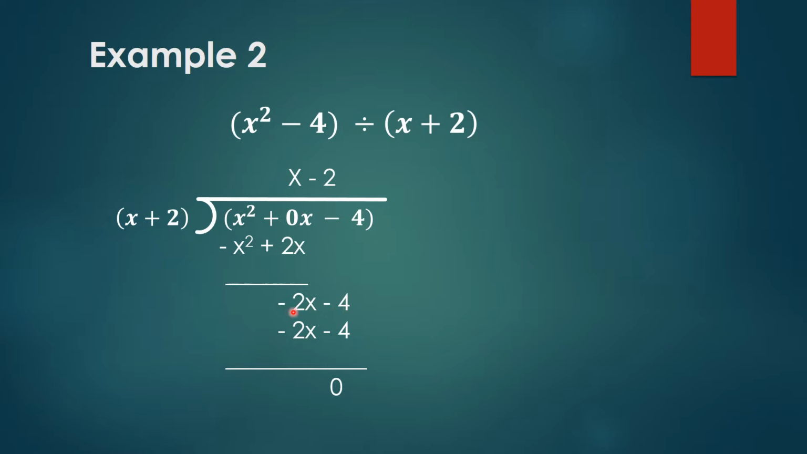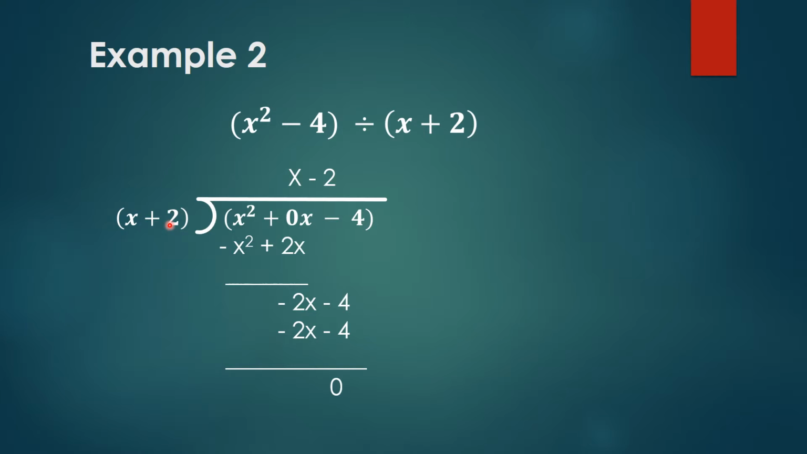And then you're here. And again you start over again and you say, what do I multiply this x by, the first term in the divisor, to give me negative 2x? X times what gives me negative 2x? Of course the answer is negative 2. So that's how we get the negative 2 here. We take the negative 2 and we multiply it by the divisor. Negative 2 times x gives me negative 2x.